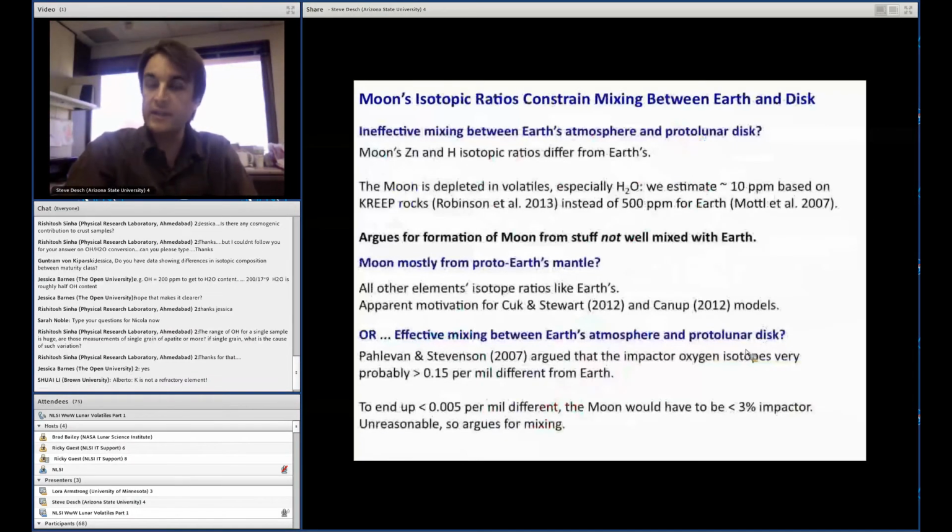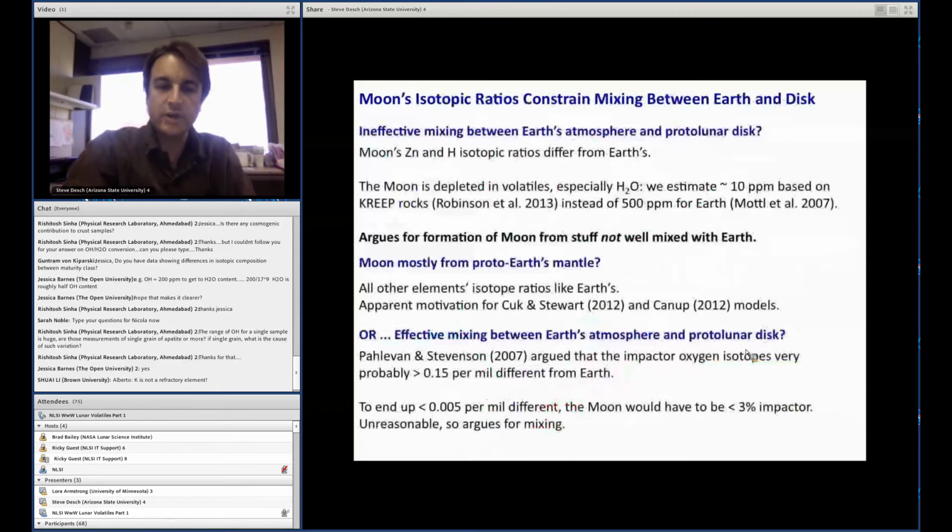The zinc and the hydrogen isotopes would argue that they did not mix too thoroughly. And the fact that the moon is depleted in volatiles like water argues again that it's not simply Earth mantle material. So there was some separation of these two things, and they were not well mixed.